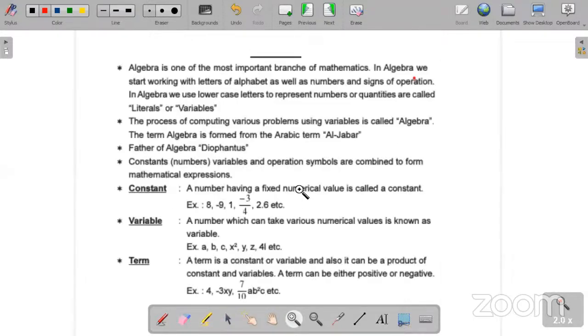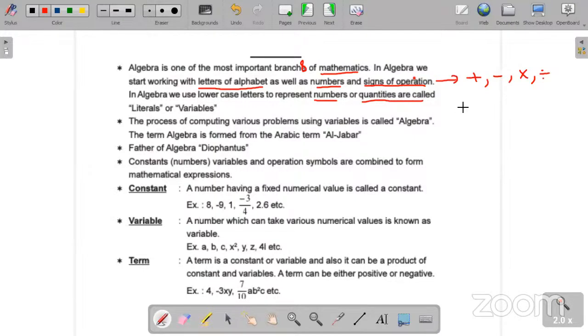So let us discuss some important points. See why, dear students, algebra is one of the most important branches of mathematics. In algebra, we start working with the letters of the alphabet as well as numbers and signs of operations. Signs of operations means plus, minus, multiplication and division. In algebra, we use lowercase letters to represent numbers, and quantifiers are called literals and variables.